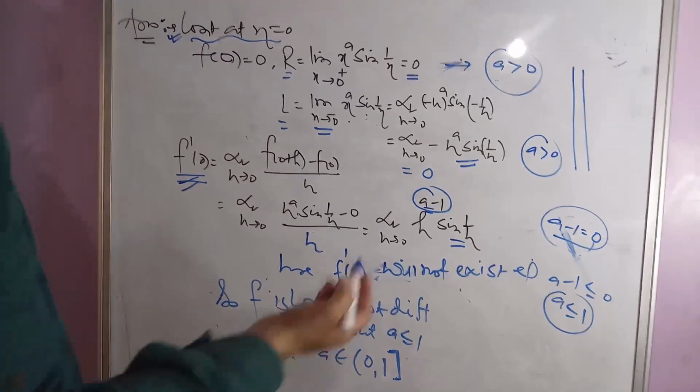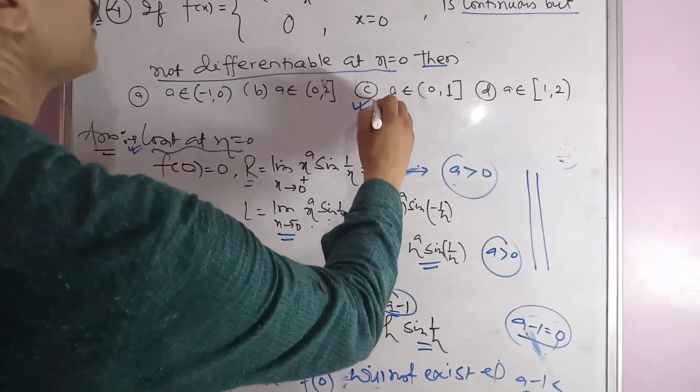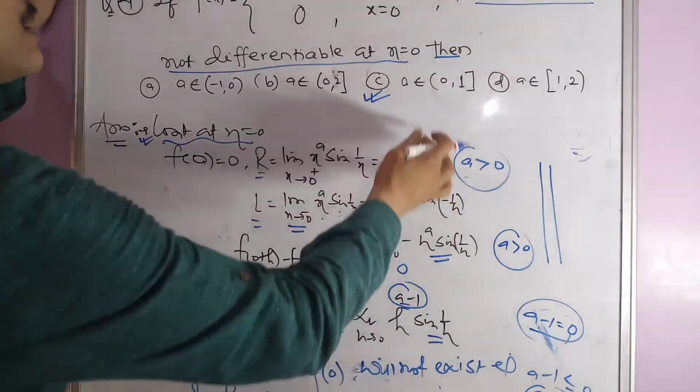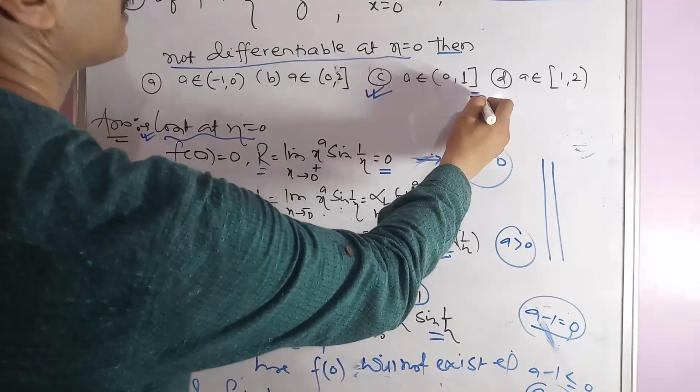Here the answer is option C, a belongs to 0 to 1, open at the 0 left end and closed at the right end.